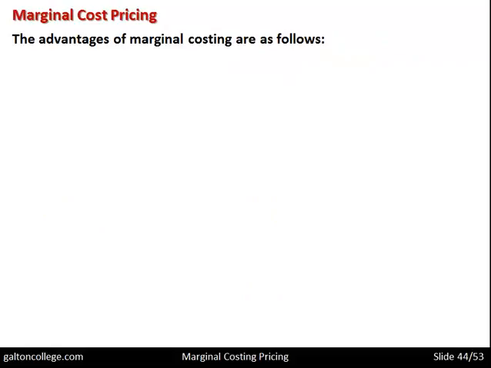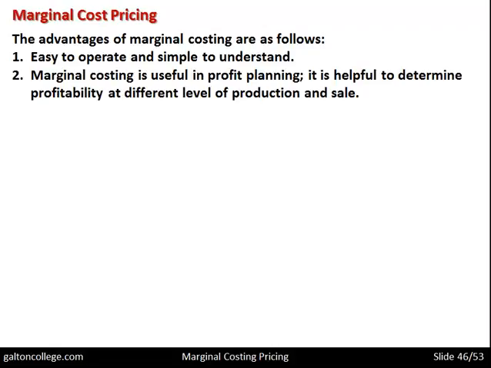Now the advantages of marginal costing are as follows. Easy to operate and simple to understand. It's simply looking at the cost of making a particular item, working out precisely what it costs to make a particular unit of the output, and that gives us the marginal cost.